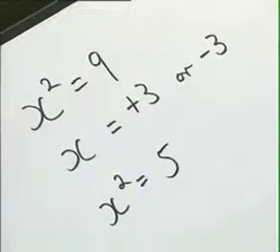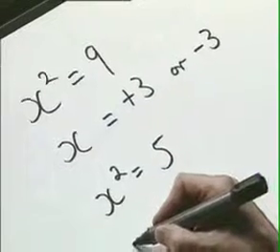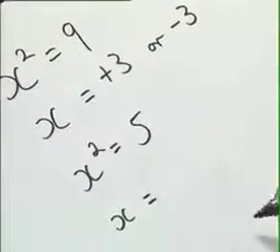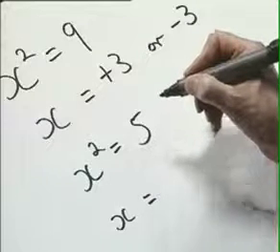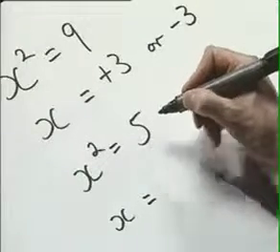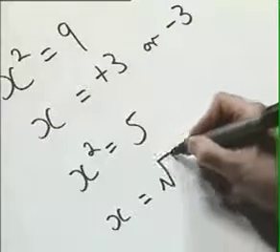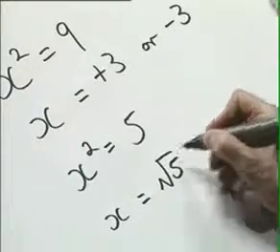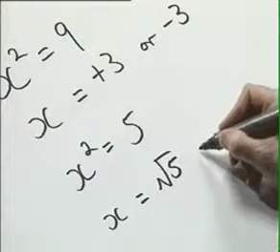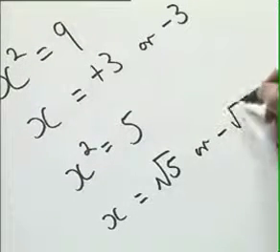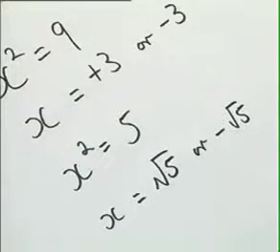Do the same again. So we take the square root of each side, x equals, now 5 is not a square number. It does not have an exact square root. But nevertheless, we can write it as root 5, that is exact, or minus root 5. So far, so good. The same process is working each time.